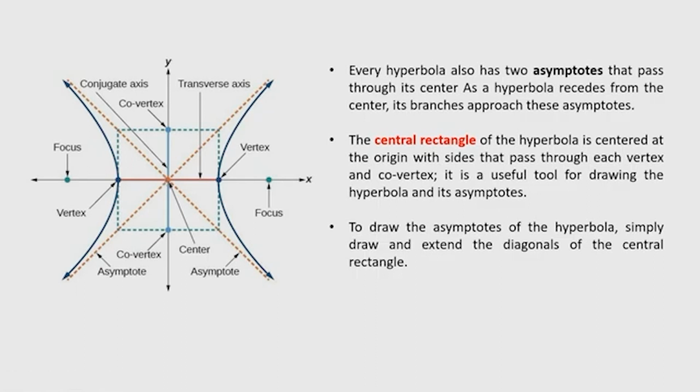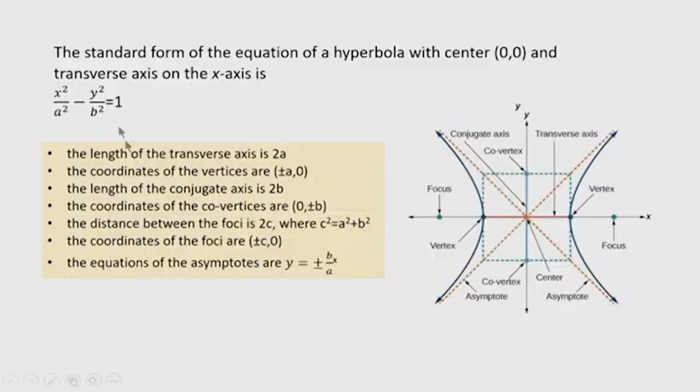So, the asymptote's slope is important, and it can be easily found by knowing the length and breadth of the central rectangle. Okay. The standard form of the equation of the hyperbola with center at the origin, whose coordinate is 0 0, and transverse axis lying on the x axis. So, this is the x axis, and the conjugate axis is your y axis. Okay. Then the equation of the hyperbola can be written as x square by a square minus y square by b square equal to 1. So, that is the equation of the hyperbola.